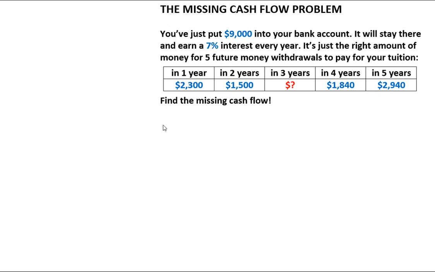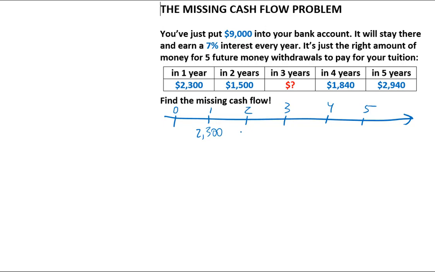Let's start with the timeline. Let's mark the dollar amounts that we know. Year 0, which is today, then we have 1 year from today, 2 years in the future, 3 years, 4 years, and 5 years. Under year 1 we can put 2,300. Under year 2 we put 1,500. Then this is our unknown amount of money under year 3.